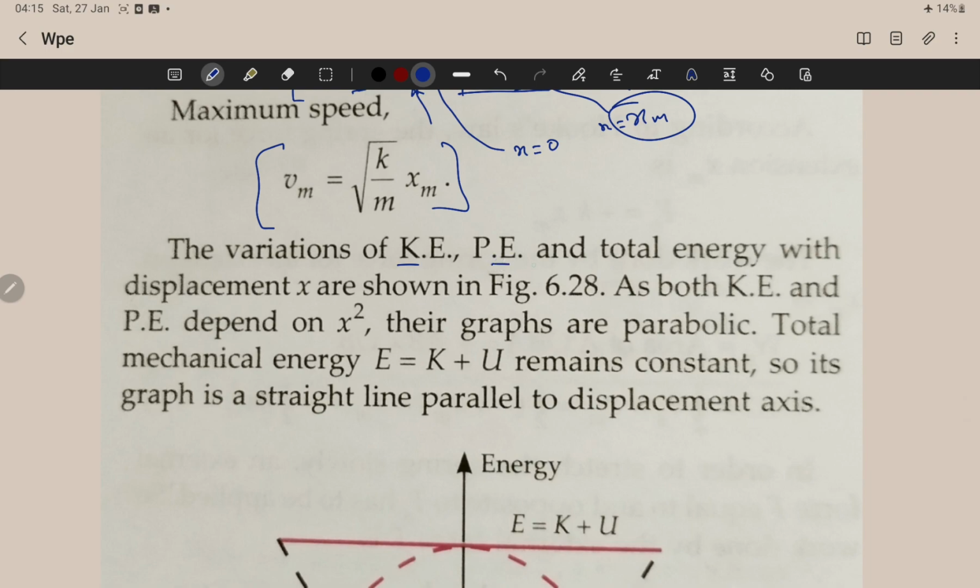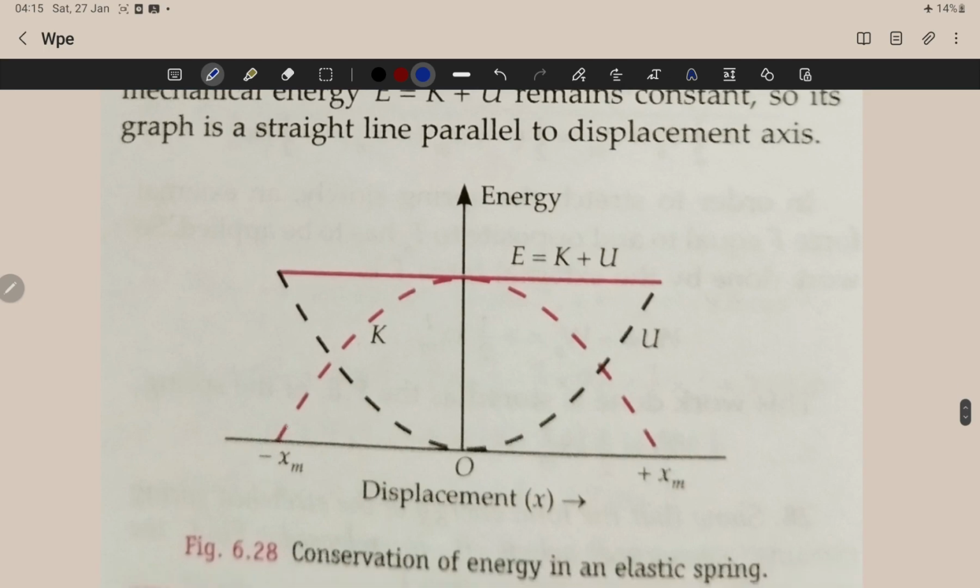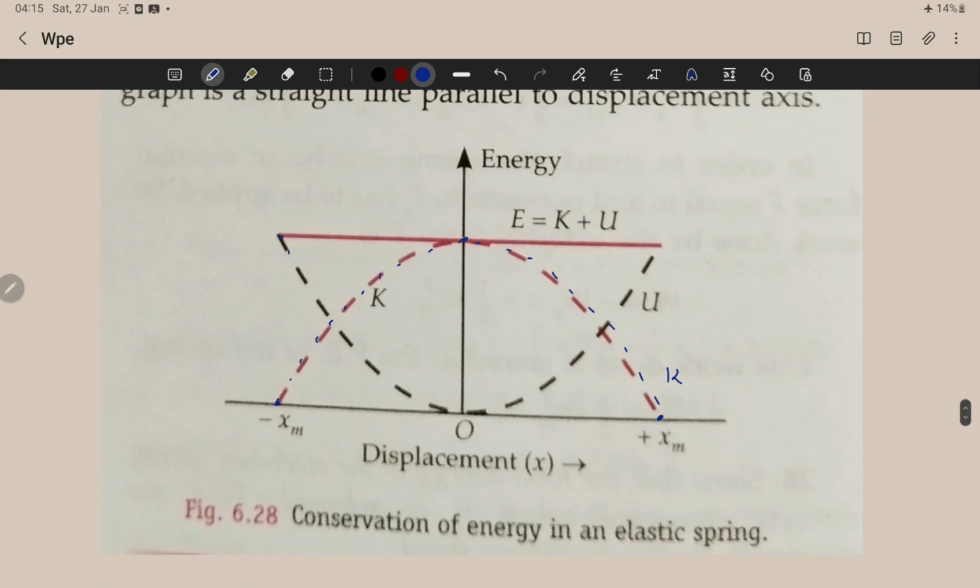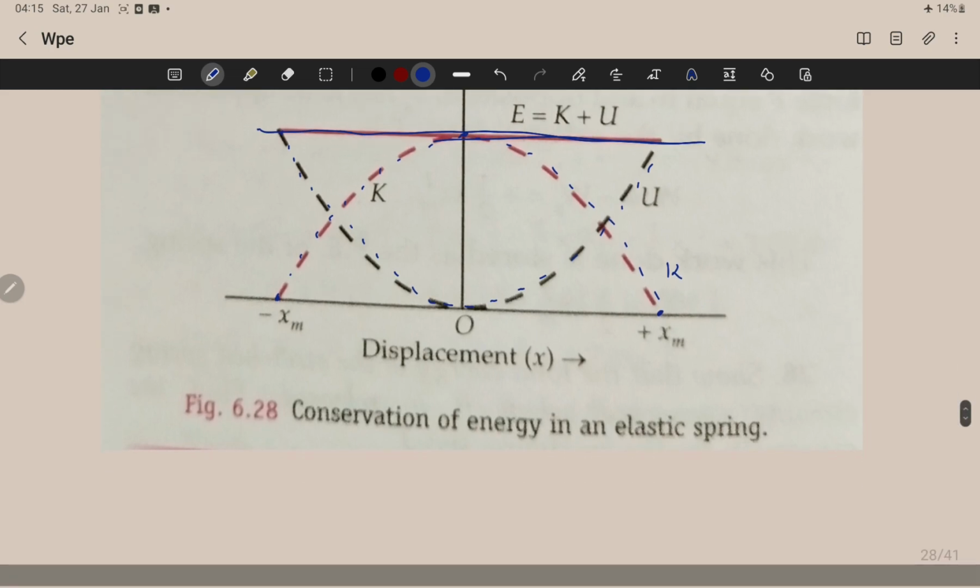So the variation of kinetic and potential energy and total energy with displacement x are shown in the figure. So we are showing the variation. So at extreme, what happened? At extreme position, sorry, kinetic energy is zero because velocity is zero at extreme position. And at the equilibrium position, kinetic energy is maximum. So this shows the parabolic variation. And the potential energy is opposite to this. At extreme, potential energy is maximum. At equilibrium, it becomes zero. And this shows the total energy. So total energy remains conserved. So this is the conservation of energy in an elastic spring.